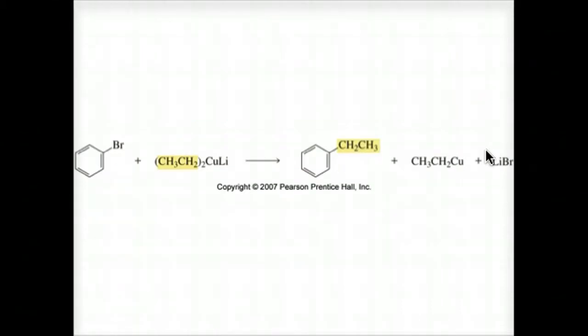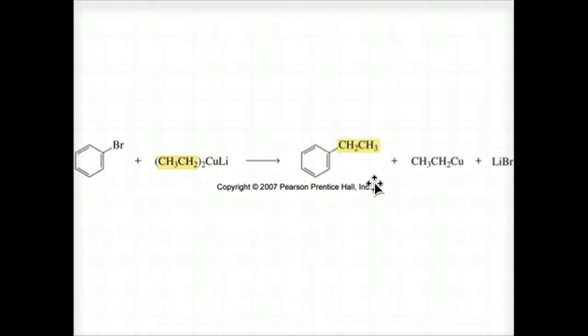This is the Gilman reaction. Bromobenzene reacts with diethyl lithium cuprate to yield ethylbenzene and ethyl copper. What has actually happened is one of the alkyl groups of the Gilman reagent has replaced the halogen of an aryl halide. So we start with bromobenzene, diethyl lithium cuprate, and we form ethylbenzene and ethyl copper, but we actually transfer one of those, replacing the halogen of the aryl halide.